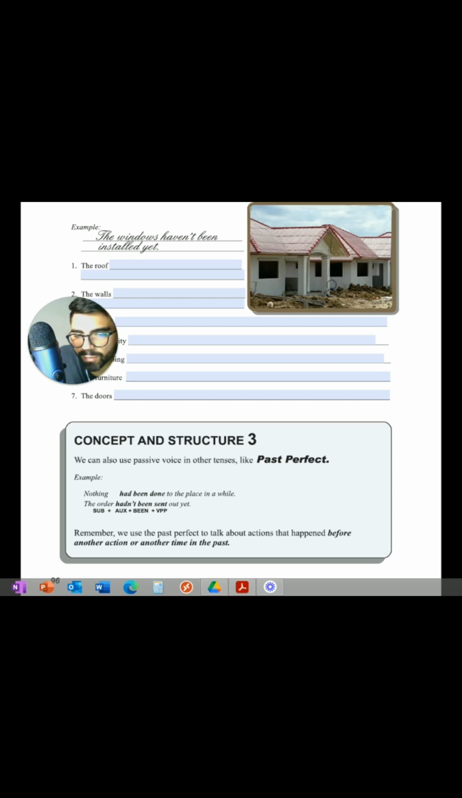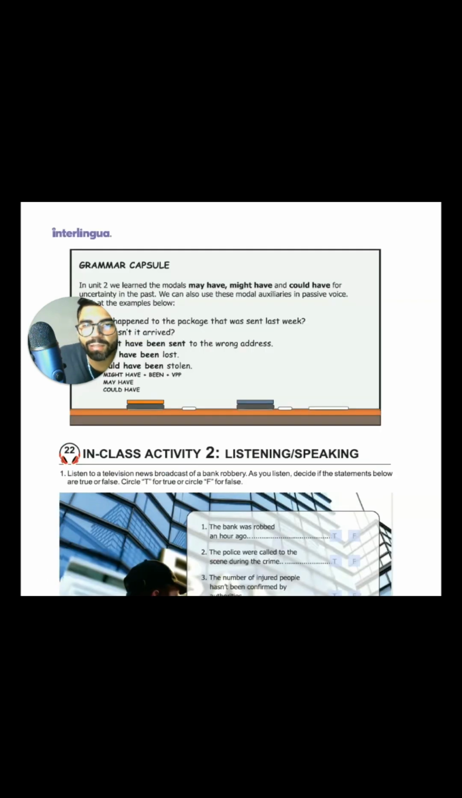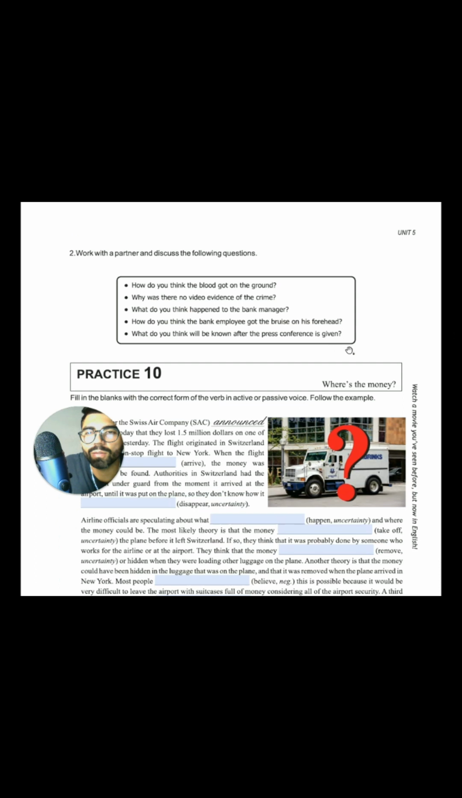We have here the subject, auxiliary, been, and BPP. Remember, we use the past perfect to talk about actions that happened before another action or another time in the past. Perfect. We have here practice number 9, and here this is important, grammar capsule.